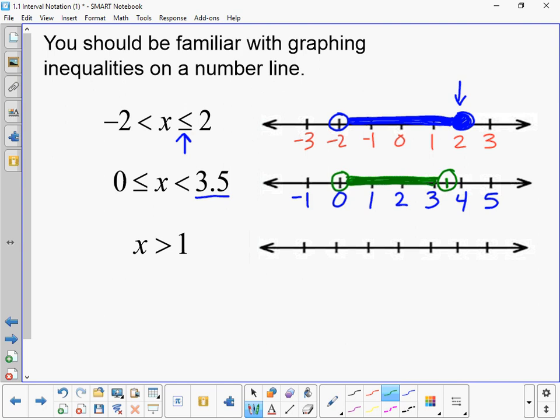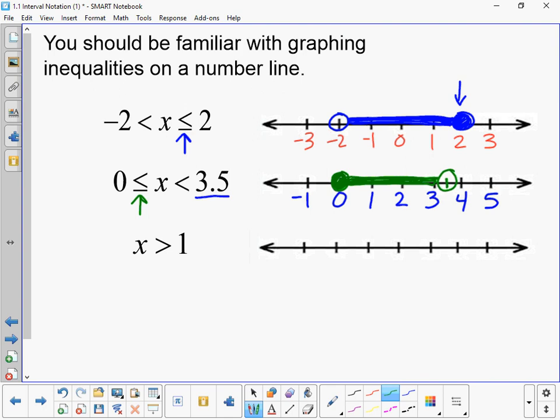And again, we want to check our ends. On the 0 side, x is greater than or equal to 0, so we want to fill this in. On the 3.5 end, it is not including that. It doesn't have that equality, so we leave that circle open.